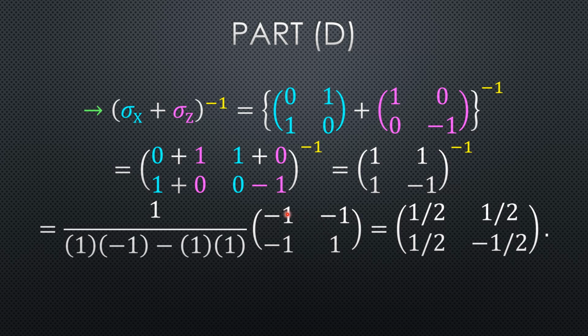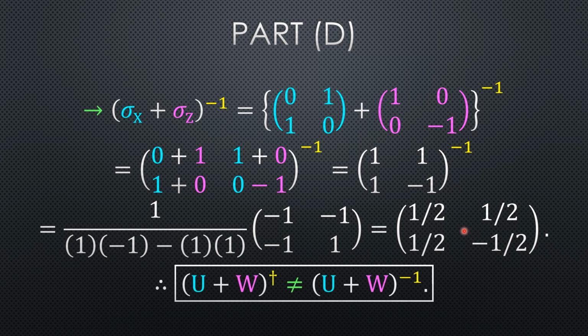So we need to multiply this thing by negative 1/2. So all three of these negatives turn to positive. That one turns to negative. And we have a scale factor of 1/2. What this shows is that this is not equal to the dagger side of it. So in general, for two unitary matrices, their sum does not necessarily mean that they are unitary.